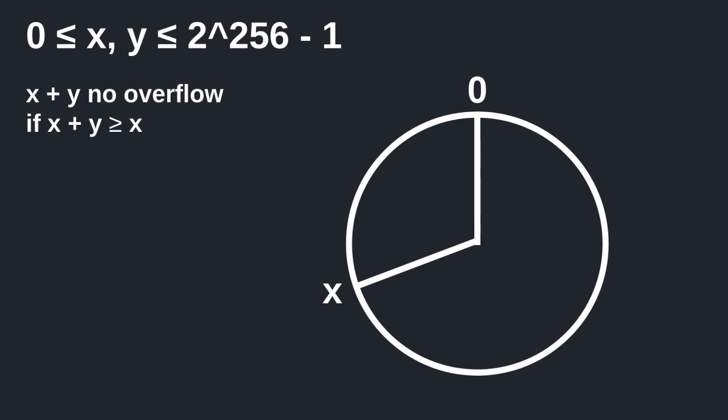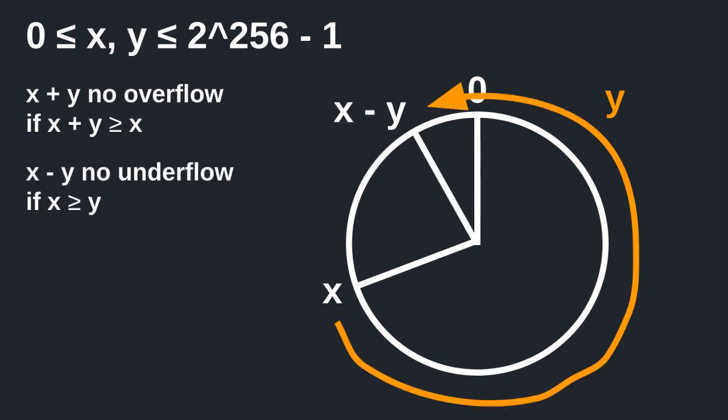Underflow is the opposite of overflow. A number overflows when it is greater than the maximum range. Likewise, a number underflows when it is less than the minimum range. In the case of unsigned integers, this happens when the number is less than 0. So x minus y will underflow when y is greater than x.